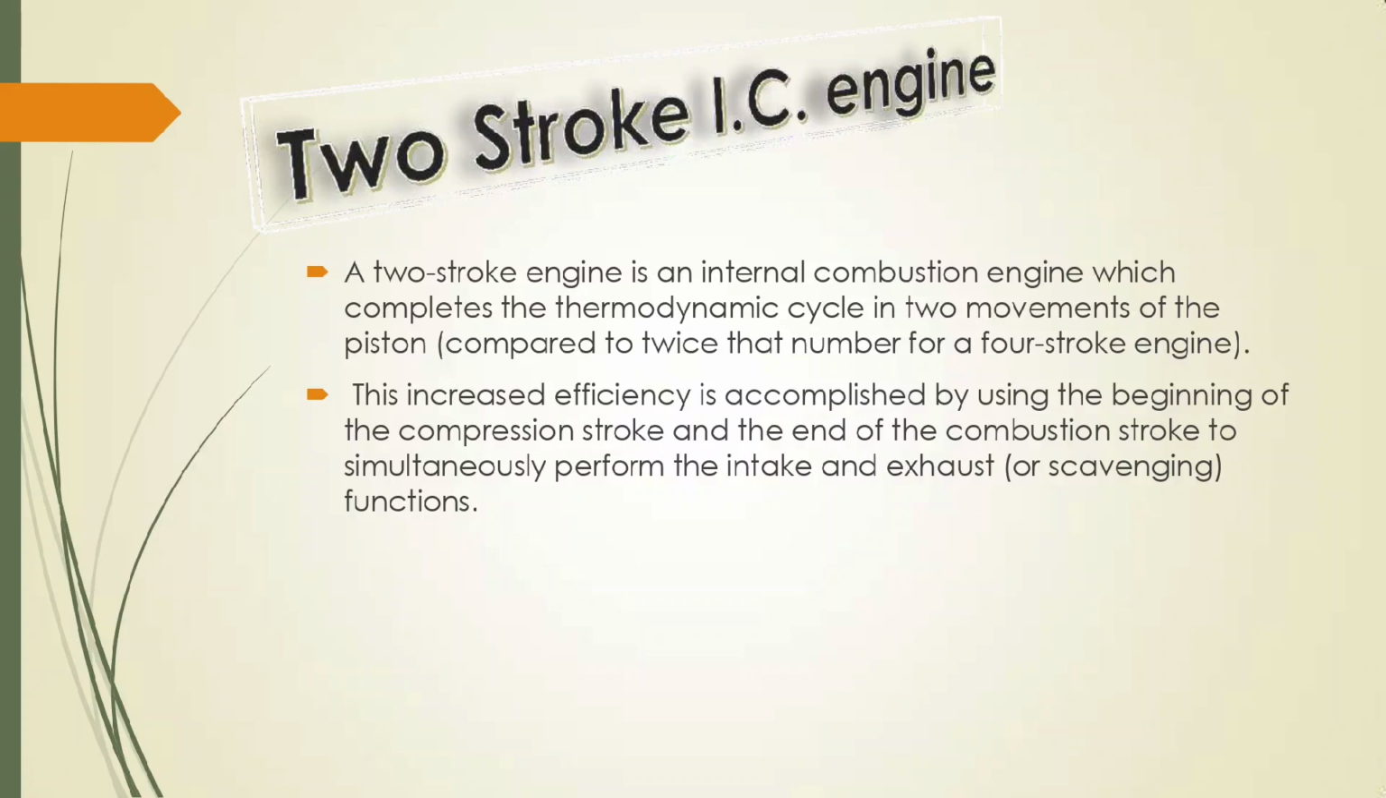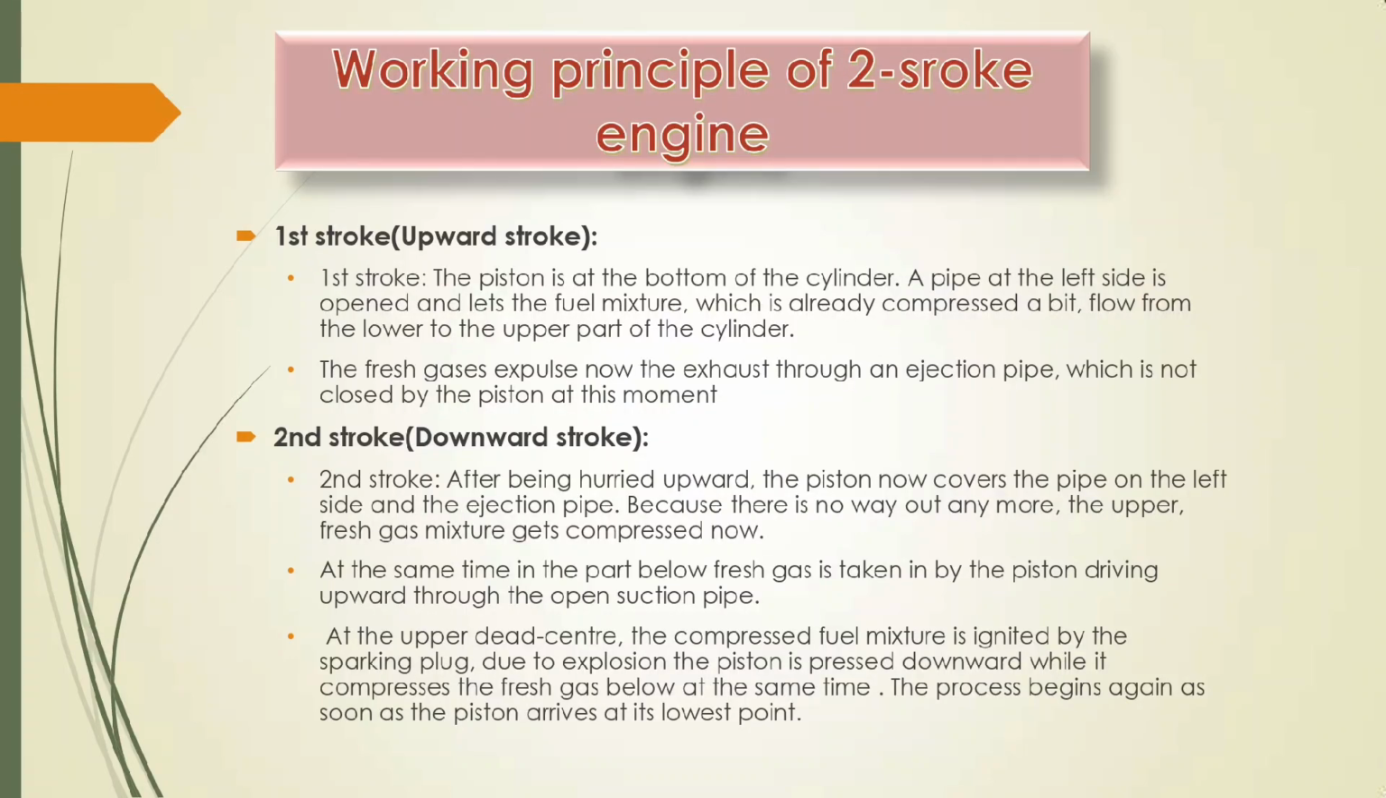Now we are going to see the working principle of 2-stroke engine. 2-stroke engine consists of 2 strokes. One is called as forward stroke or upward stroke. Second one is called as downward stroke. During the first stroke, that is upward stroke, the piston is at the bottom of the cylinder, that is bottom dead center. A pipe at the left side is opened and lets the fuel mixture, which is already compressed a bit, blow from the lower to the upper part of the cylinder.